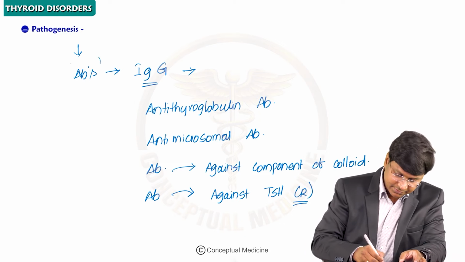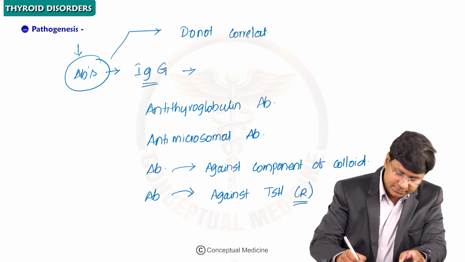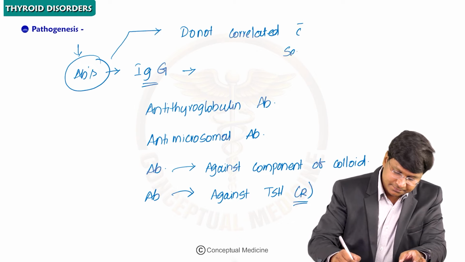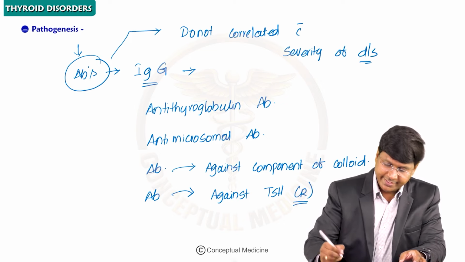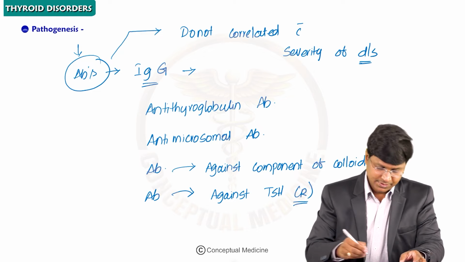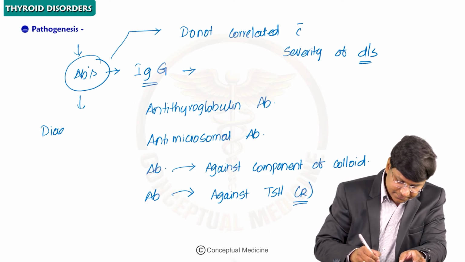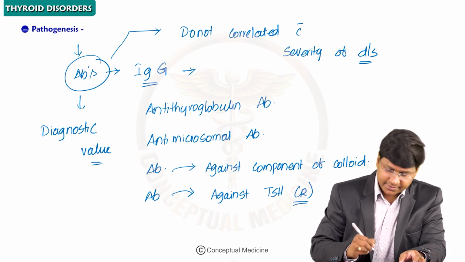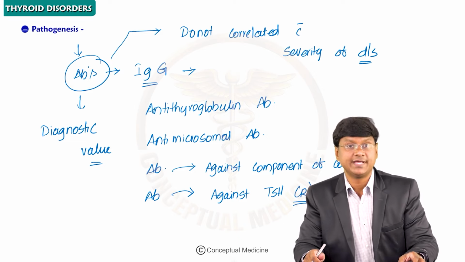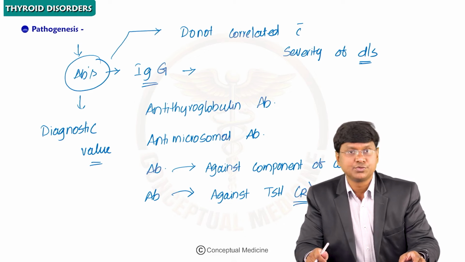And remember, these antibodies do not correlate with the severity of the disease. These antibodies are of diagnostic value. So that is very important in the pathogenesis of Hashimoto's thyroiditis.